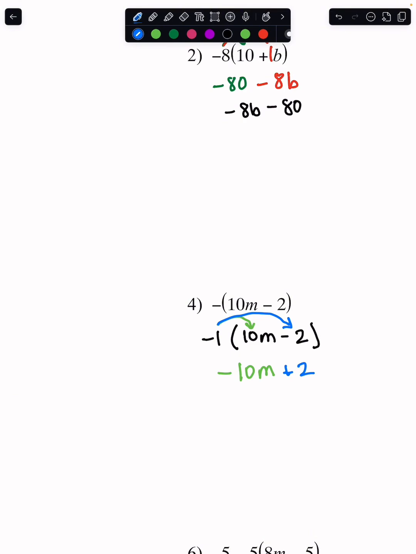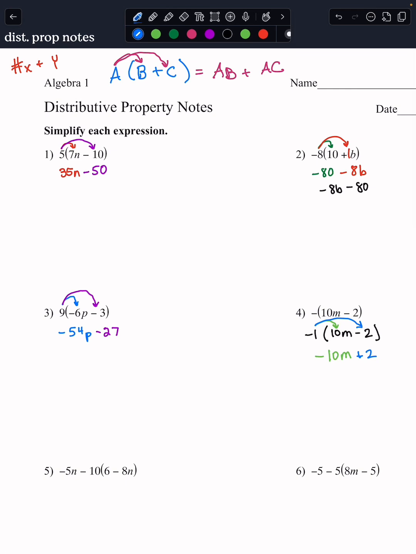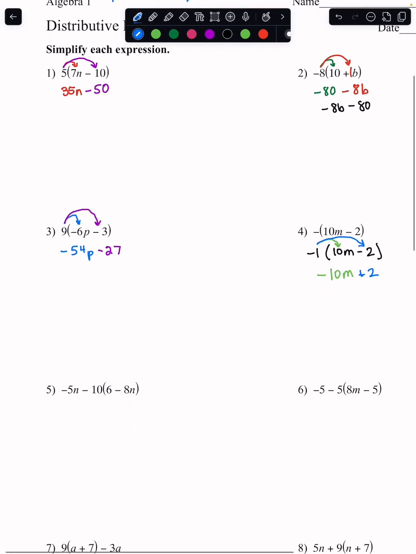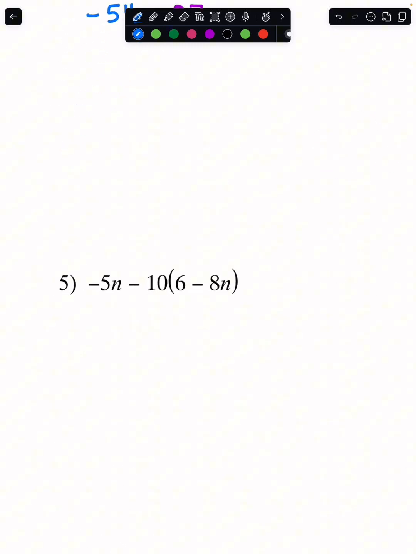Okay? So the first 4 of this video is just the distributive property. Now, in the next 4 questions, we're going to be doing the distributive property with combining like terms. So after we're done, we got to combine some like terms. All right, so let's take a look at number 5.